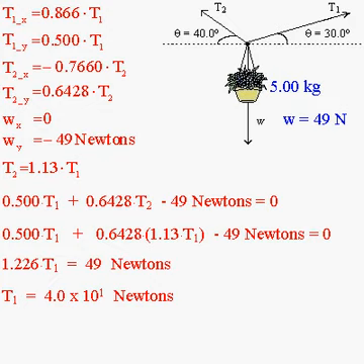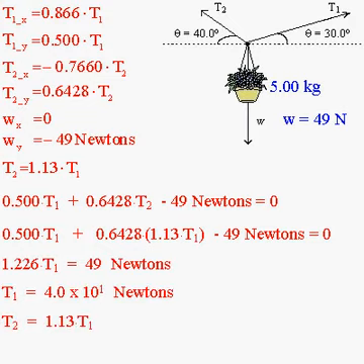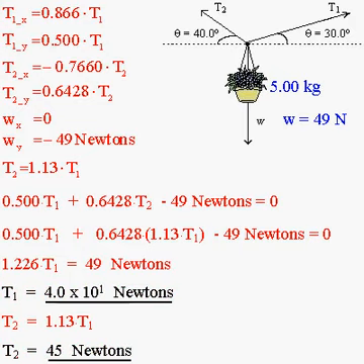All right, that's T1. The problem asks for both tensions. How do I get the other tension? Well, I already know that T2 equals 1.13 times T1. So if I take my value for T1 and multiply by 1.13, I get T2. So T2 is 45 newtons. Now we have both tensions, and therefore we have our answer.